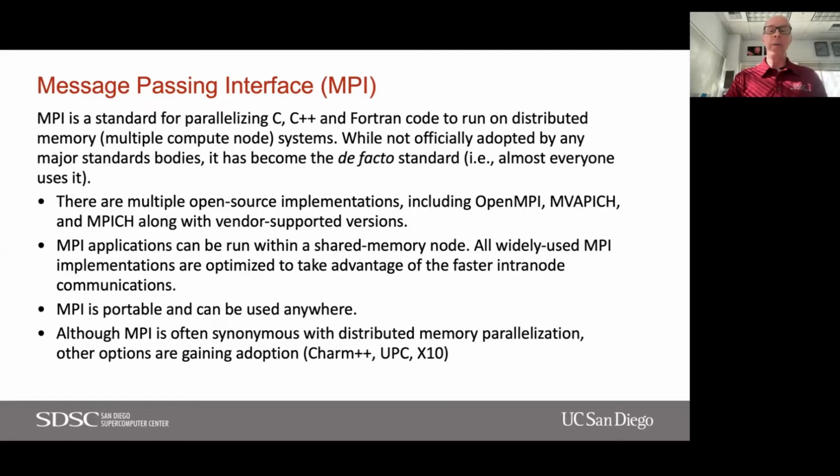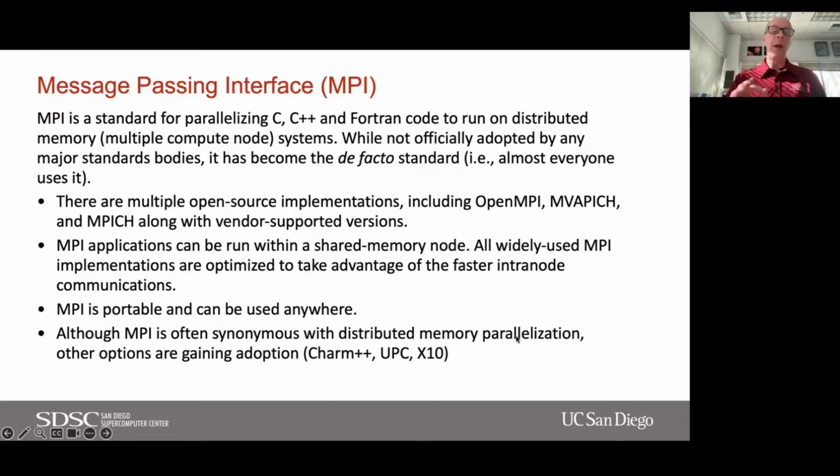Now, there are multiple open source implementations, including OpenMPI, MVAPICH, and MPICH, along with vendor-supported versions. MPI applications can be run within a single node, and all widely used MPI implementations are optimized to take advantage of the fast intranode communication. So basically, this means you can use MPI, you can have multiple processes running within a single node, but you won't personally need to worry about the details of how that communication within a node is implemented. MPI is portable. It could be used anywhere where an MPI library has been installed.